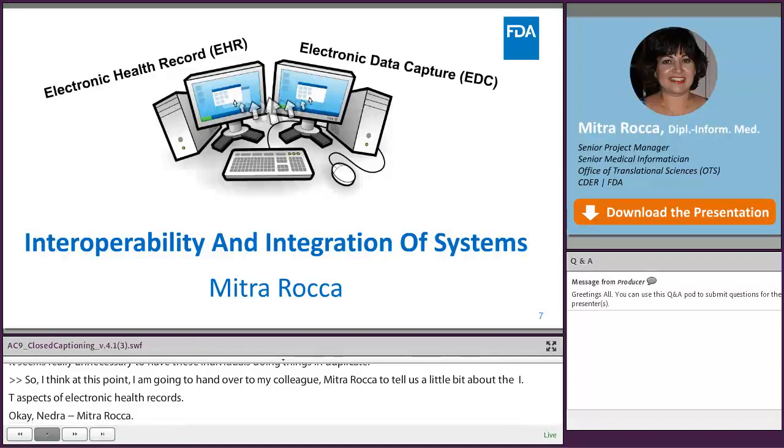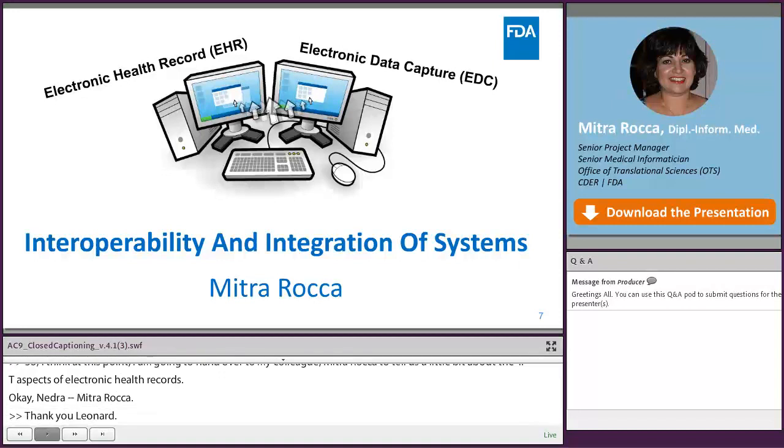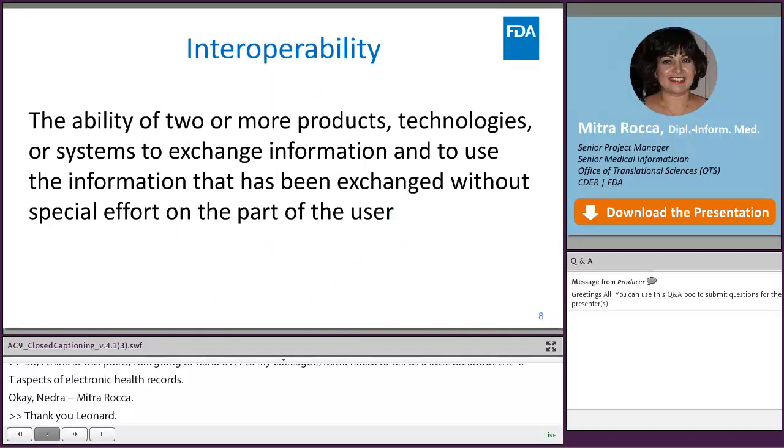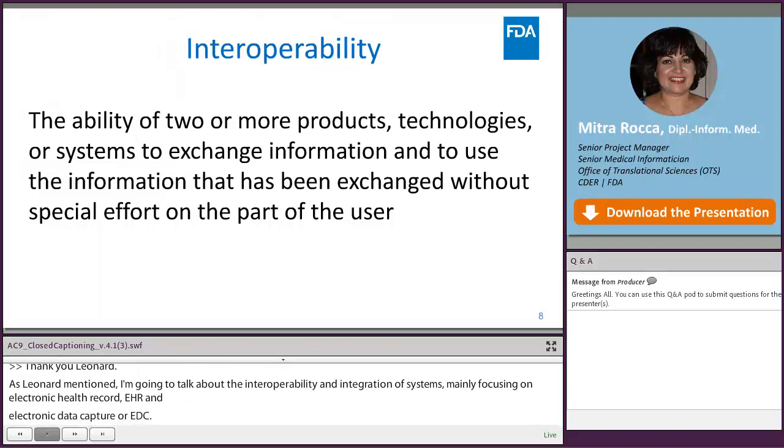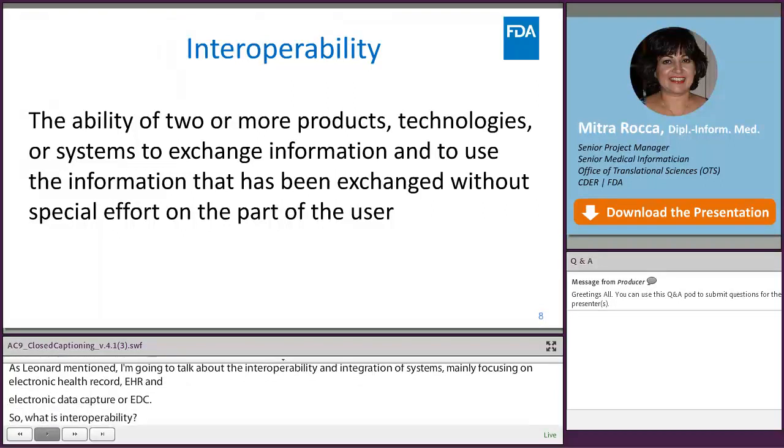Thank you, Leonard. So as Leonard mentioned, I'm going to talk about the interoperability and integration of systems, mainly focusing on electronic health record, EHR, and electronic data capture or EDC systems. So what is interoperability? Interoperability is defined as the ability of two or more systems to be able to exchange information and also to be able to use the information that has been exchanged.